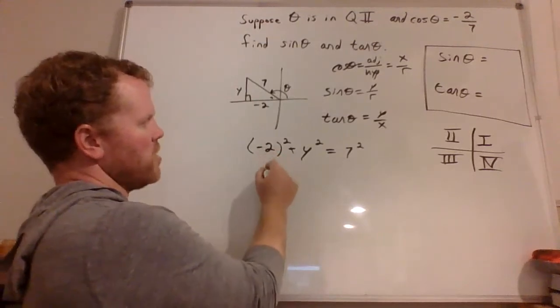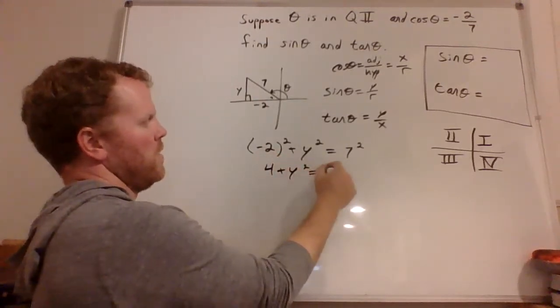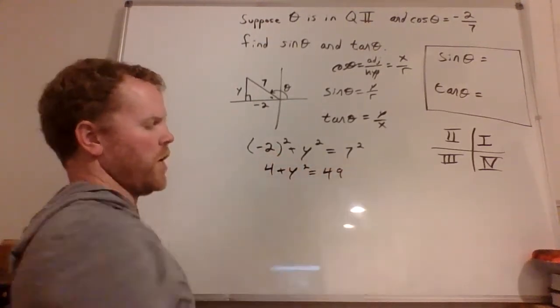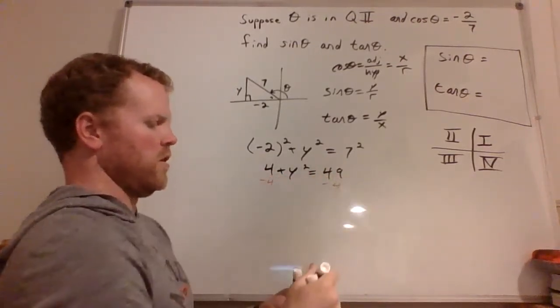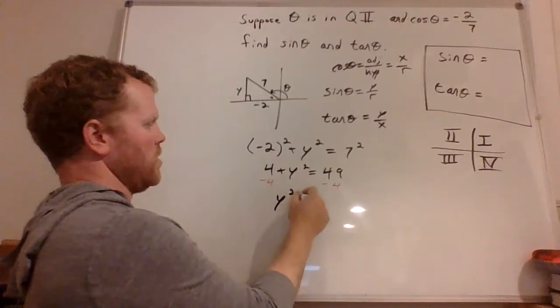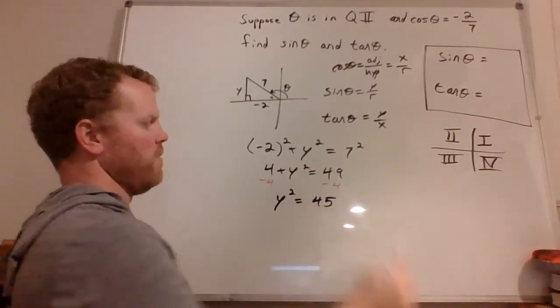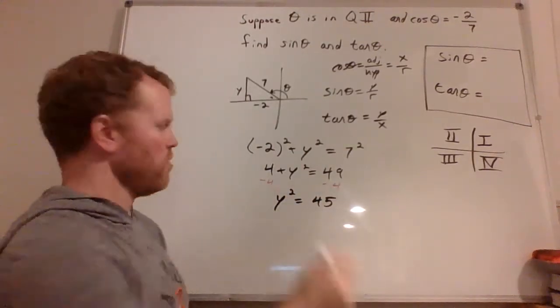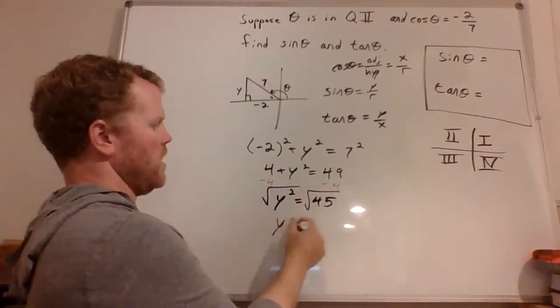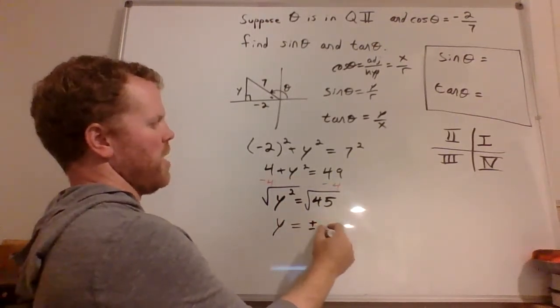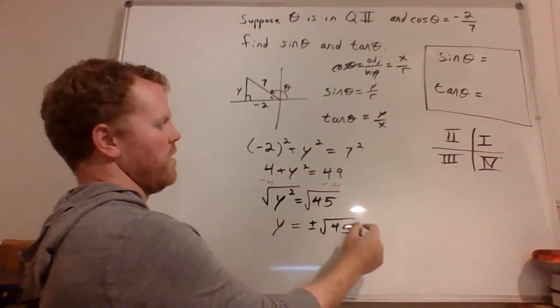So -2 squared is just 4. 7 squared is 49. Let's just subtract our 4 from both sides. Y squared is equal to 45. And then we just take the square root of both sides. And y is equal to plus or minus the square root of 45.